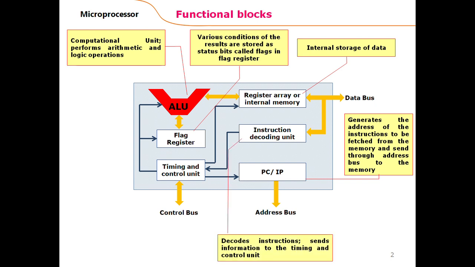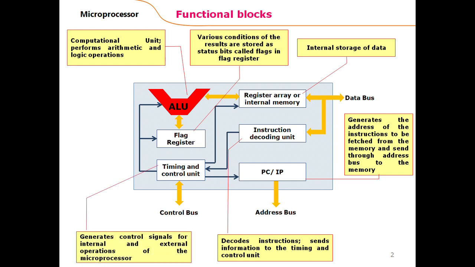Then there is an instruction decoding unit. This unit decodes the operation to be performed by the instruction and sends information to the timing and control unit. The timing and control unit is responsible for generating control signals for internal and external operations of the microprocessor. These control signals are generated as a result of interpreting the operation code of the instruction.